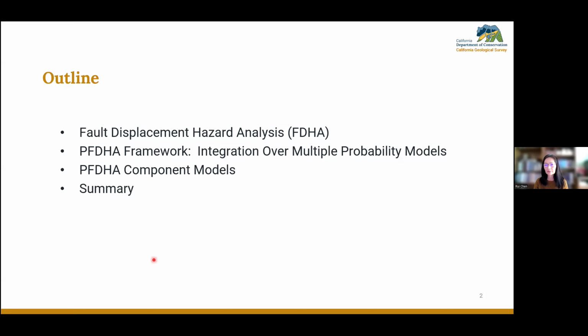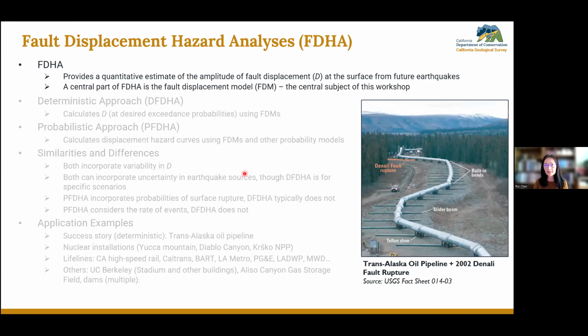Here's my outline. I will go over some basics of FDHA first, talk about the PFDHA framework, which is basically a process of integrating over multiple probability models. And then I will step through each component model and try to point out what is or is not part of this workshop. So what does FDHA do? Well, it provides a quantitative estimate of the amplitude of fault displacement at the surface from future earthquakes. A central part of FDHA is the fault displacement model, which is also the central subject of this workshop.